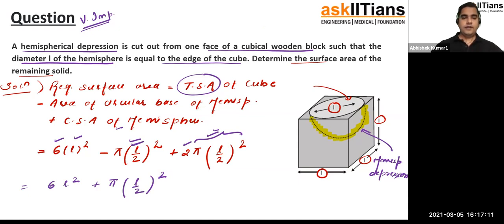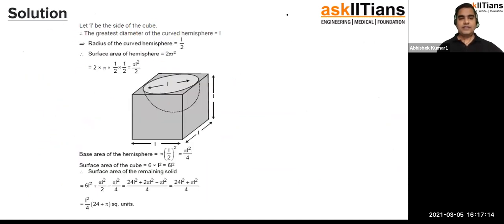All right. So here they have given this solution for your reference, guys. Whenever you want to go through it, you can go through it. Because the greatest diameter is given to be L, the radius is going to be L by 2. And the surface area of the hemisphere, we are talking about curved surface area here, is 2 pi r square. So they substituted, and you will get 2 pi L by 2 into L by 2, which gives pi L square by 2. The base area of the hemisphere, because that is circular in nature, will be pi L by 2 whole square, which is pi L square by 4.